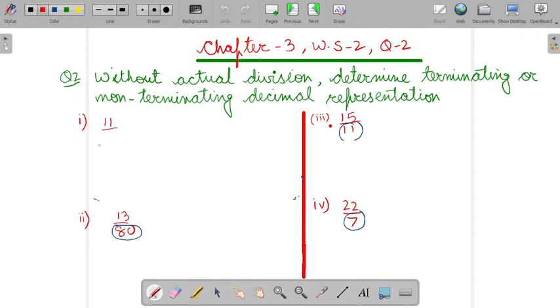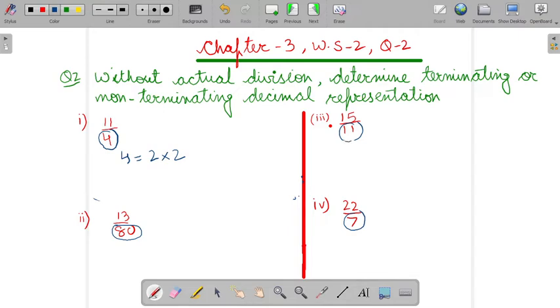Worksheet 2, question 2. The question is: without actual division, determine whether the following rational numbers have terminating or non-terminating decimal representation. Without doing the division, we will look at the denominator. If the prime factors of the denominator are 2 or 5 or both, then it will be a terminating representation.